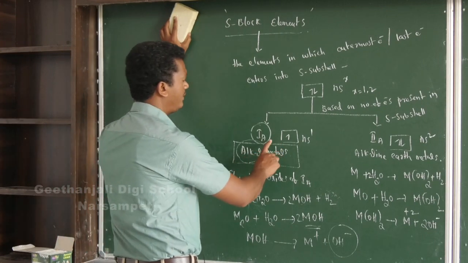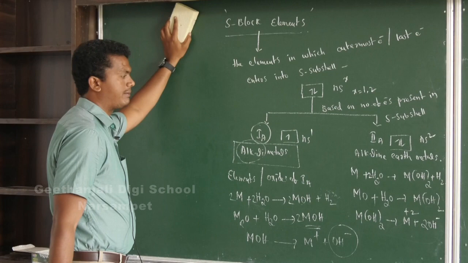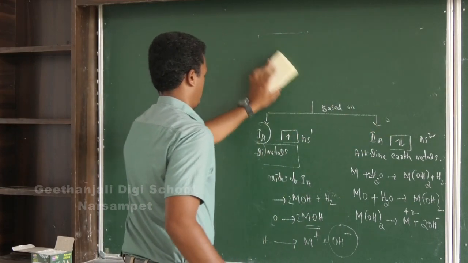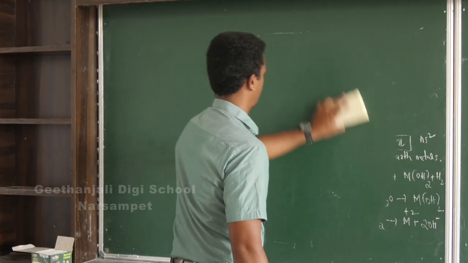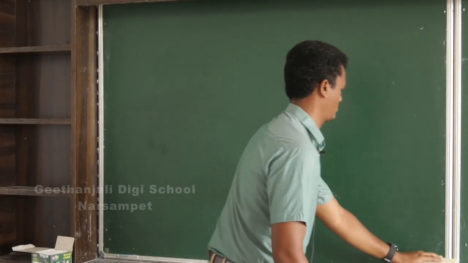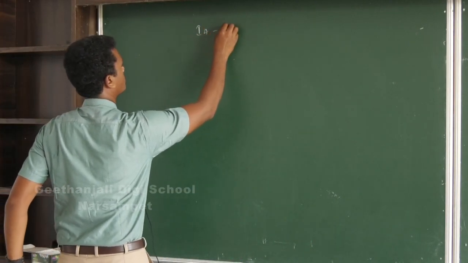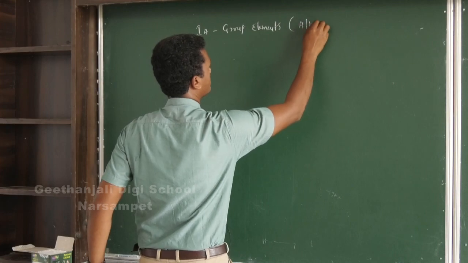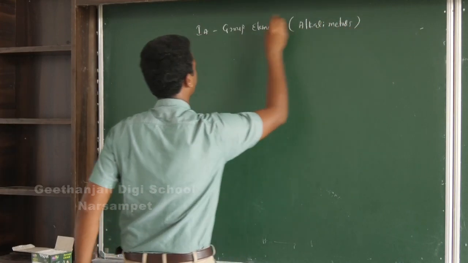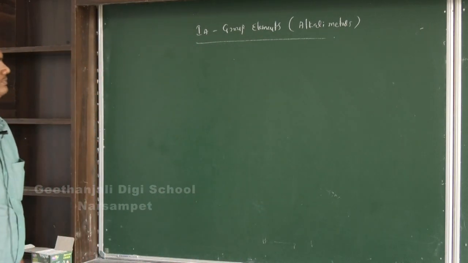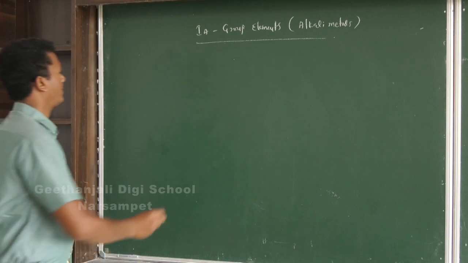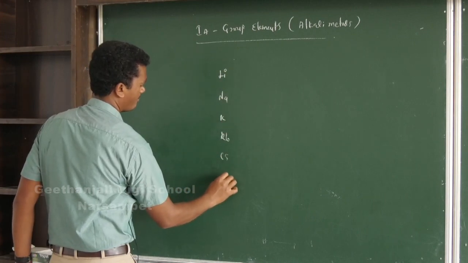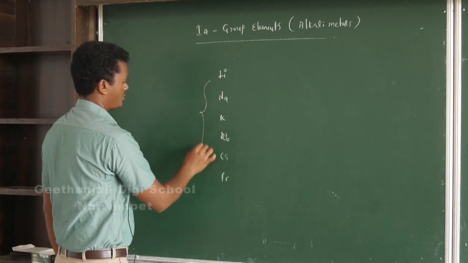Next, we will discuss first A group elements first, then after we will go for second A group elements. First A group elements are also called alkali metals. What are the elements under this group? Lithium, sodium, potassium, rubidium, cesium, francium. These are the elements placed in first A group.